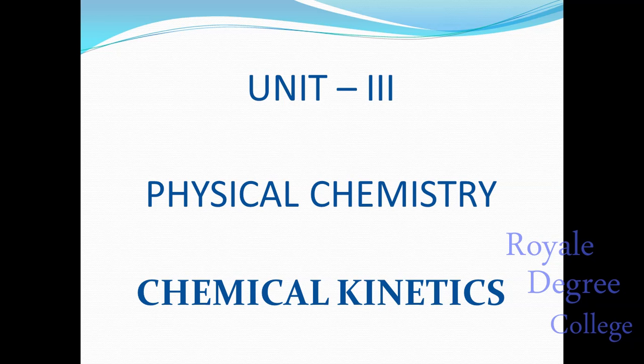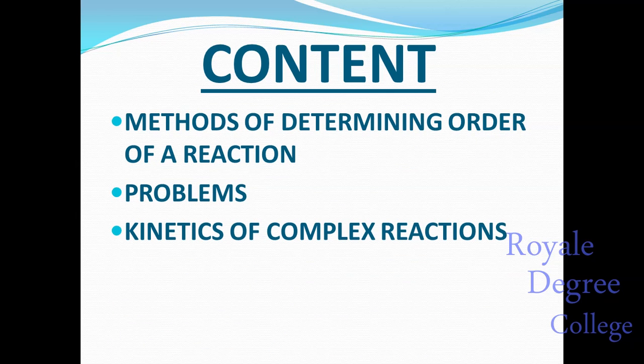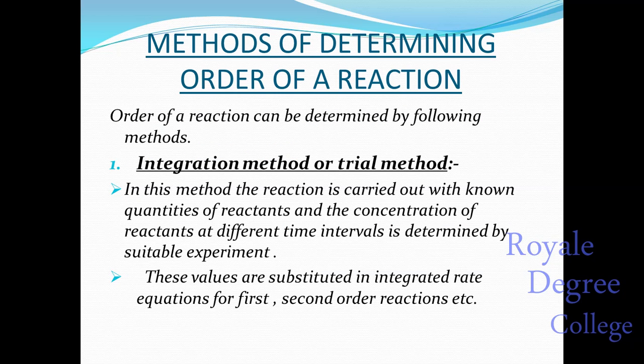As we are seeing the third unit, physical chemistry, in that chemical kinetics, today we are going to study methods of determining order of a reaction, problems, and kinetics of complex reactions. First of all, we'll see about methods of determining order of a reaction. Order of a reaction can be determined by the following methods.